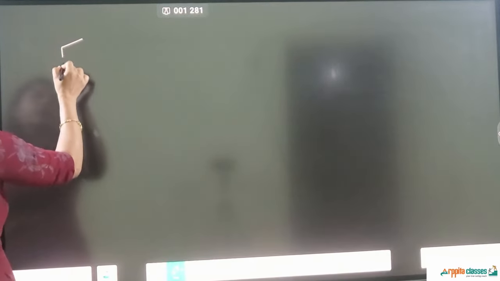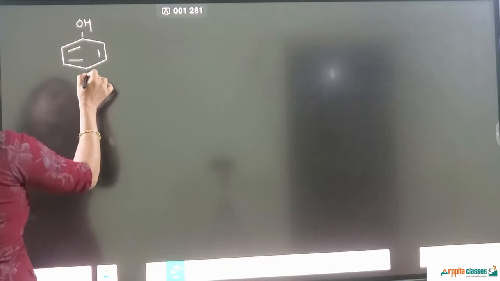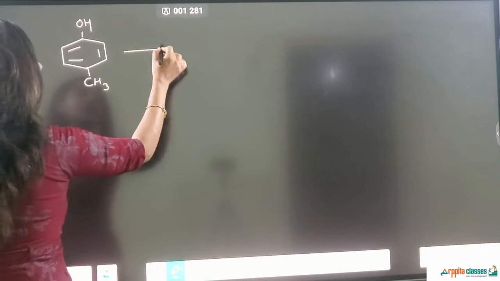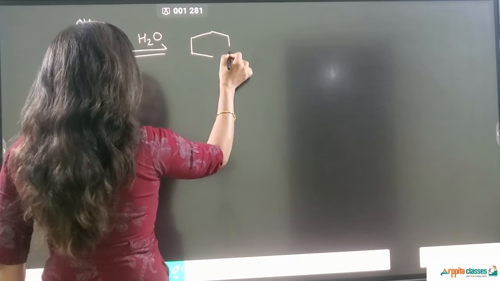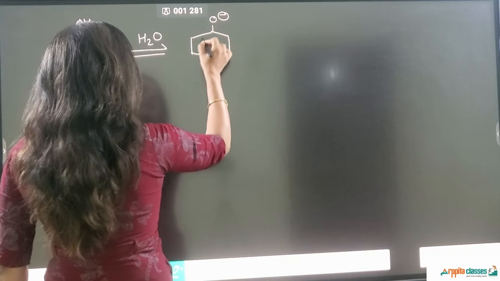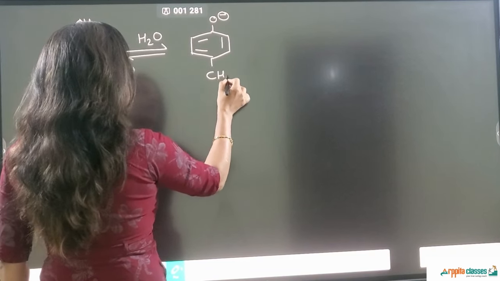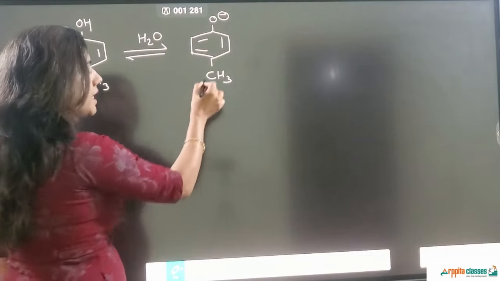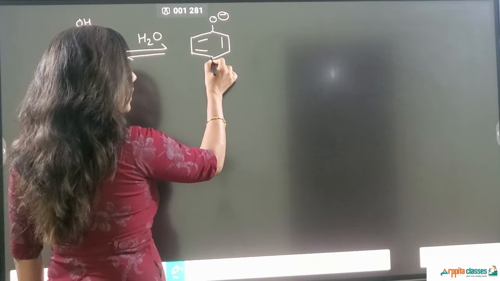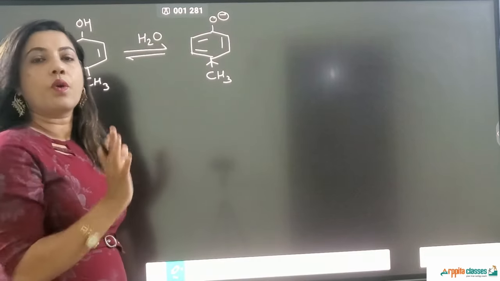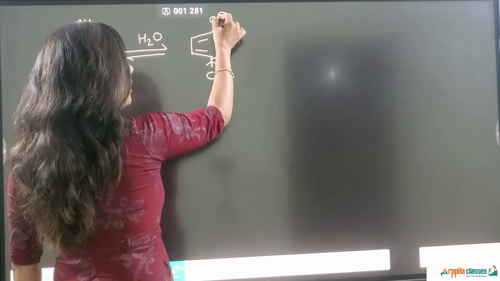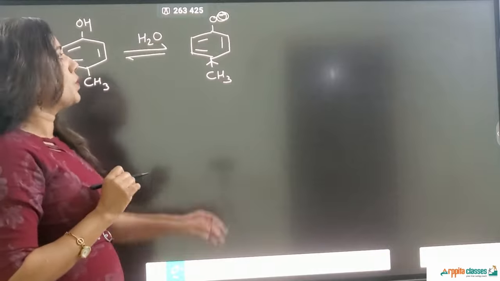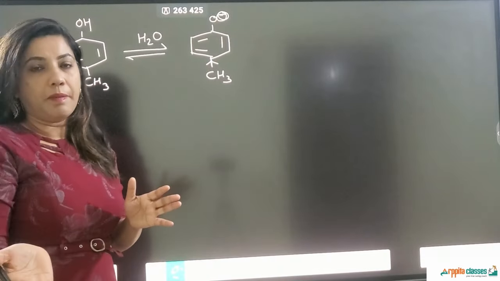I'm taking the first example, phenol. There is an electron donating group, CH3. Now when you dissolve this in water, the hydrogen ion is liberated and you get the conjugate base, this. Now you see that this is an electron donating group. So it donates electrons, it pushes the electrons inside the ring, and because of that the electron density again increases. So the charge should get dissipated, as I mentioned to you.